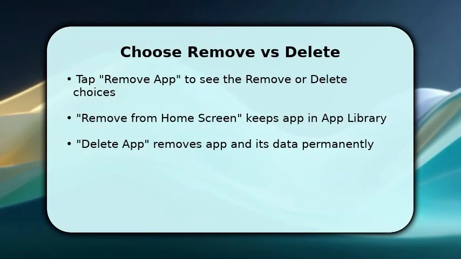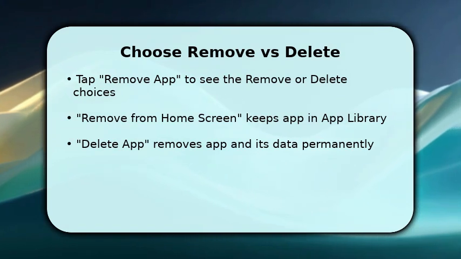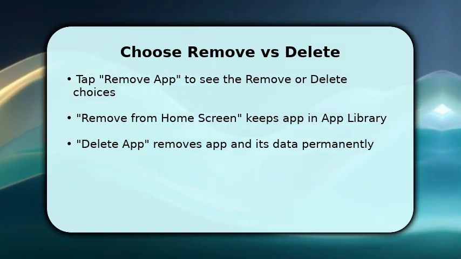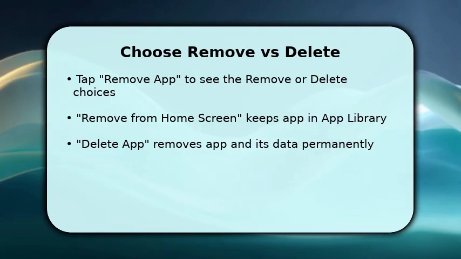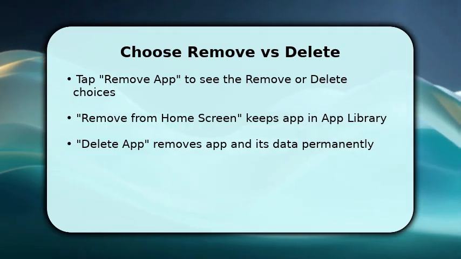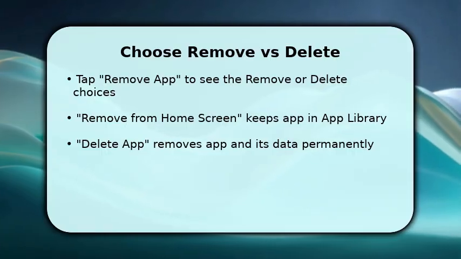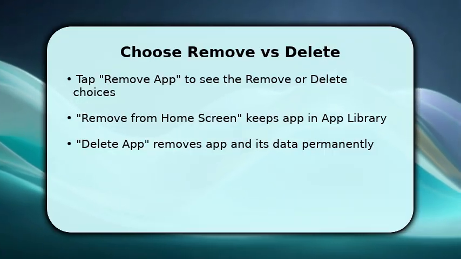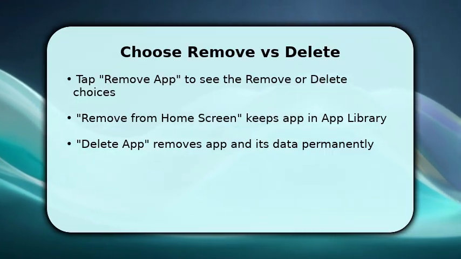Once the menu appears, tap Remove App and you'll see two choices, Remove or Delete. Choose carefully. Remove from home screen hides it from your home but keeps it in the app library, useful for decluttering without losing data. Selecting Delete App will uninstall the app and remove its data, which frees space. If you're unsure, remove first to test.